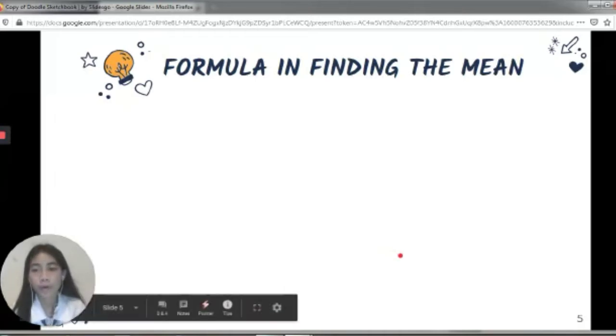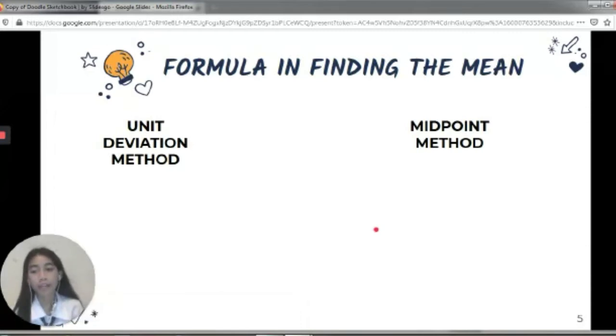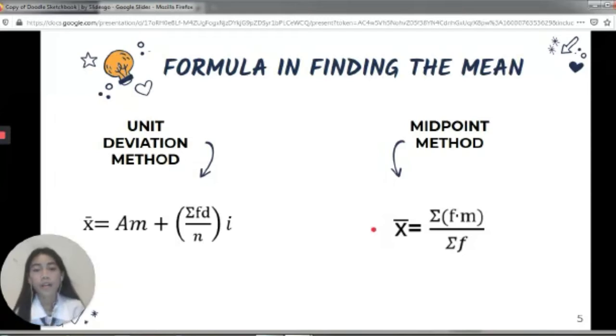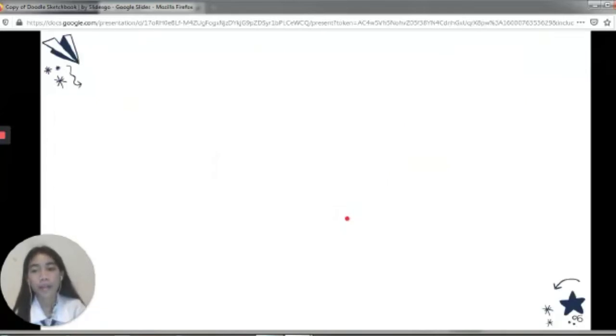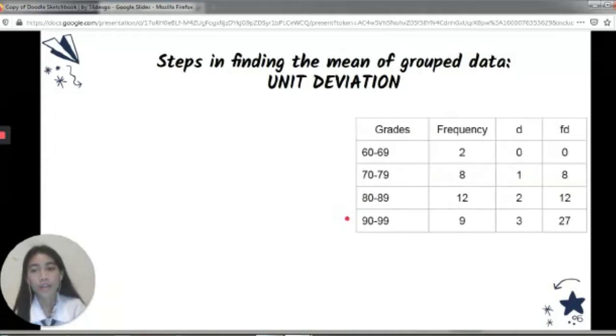So, yung unang formula po is the unit division method and the midpoint method. Sa unit division method, mean is equal to assumed mean plus the quantity of sum of f and d over n times the interval. Sa midpoint method naman po, mean is equal to the summation of the quantity of f and m over the summation of f. Uunahin po natin yung unit division method. These are the steps in finding the mean of group data using unit division.